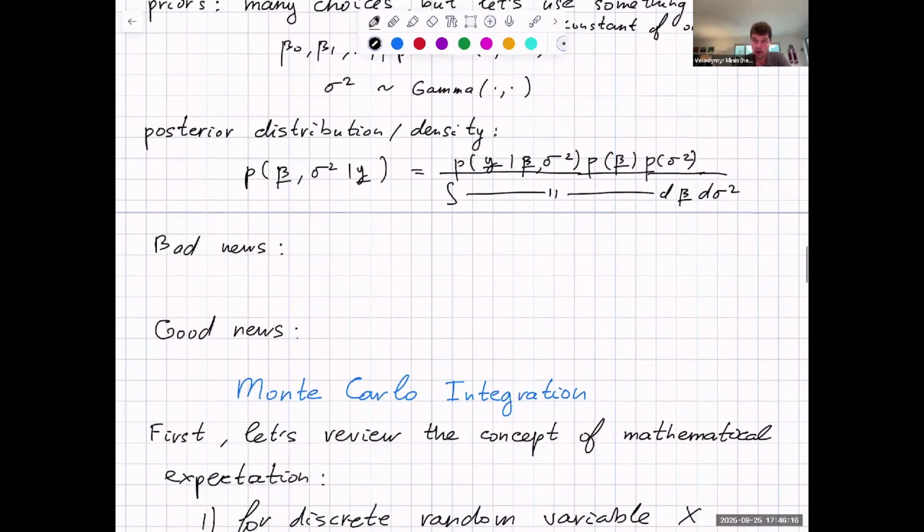Okay, bad news. Bad news is that what we just saw is that Bayesian inference requires calculating high-dimensional integrals.